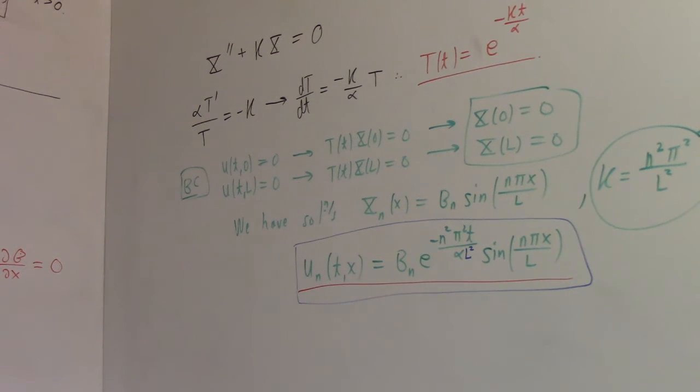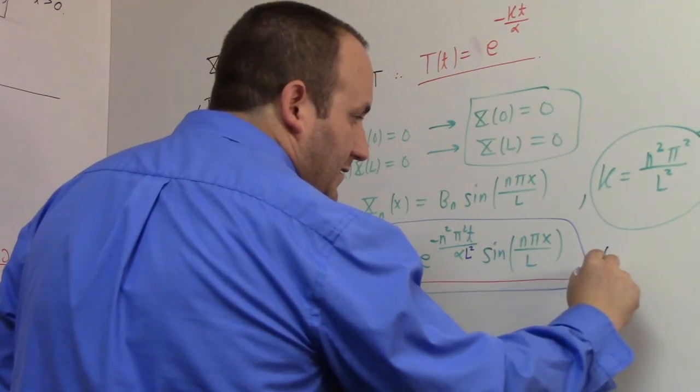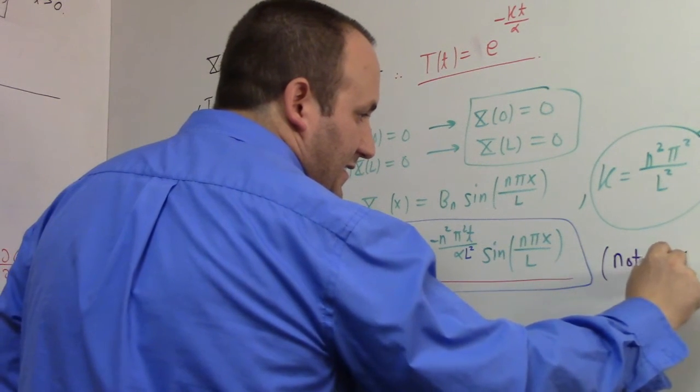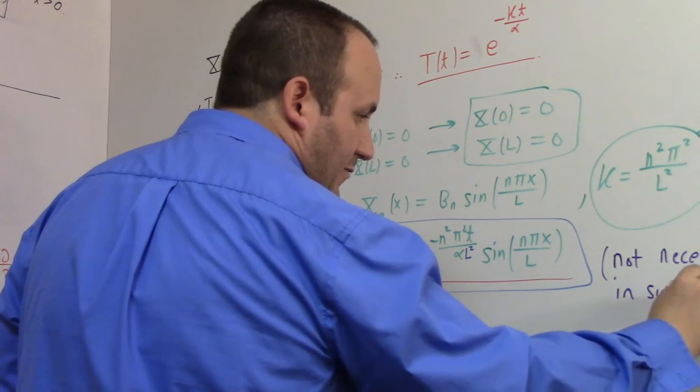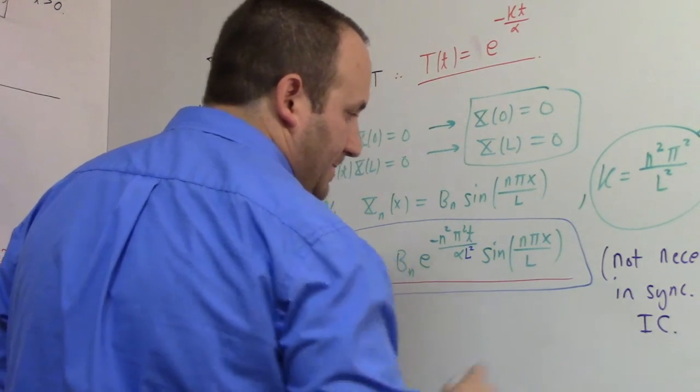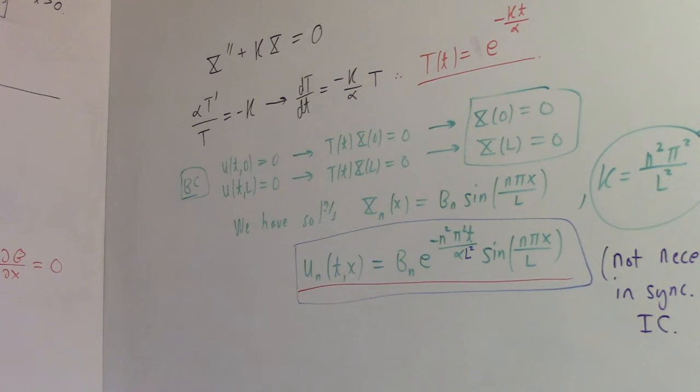Now, what have we not done? So this, up till now, is not necessarily in sync with the initial condition. What about the initial condition? We haven't satisfied that yet, right? And we've got infinitely many of these eigensolutions, so to speak. So let me show you one where we can. Let me just make up an initial condition where we can straight up solve it.